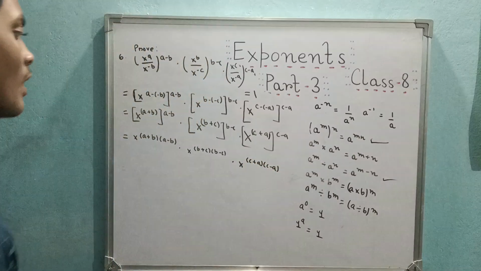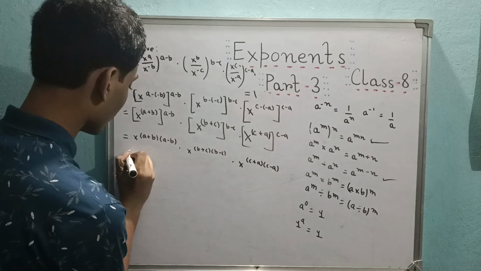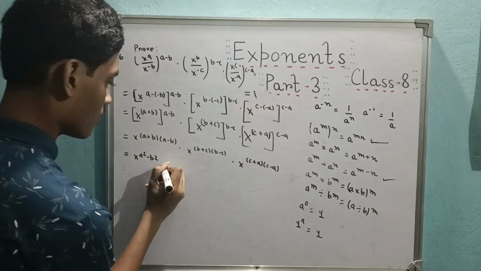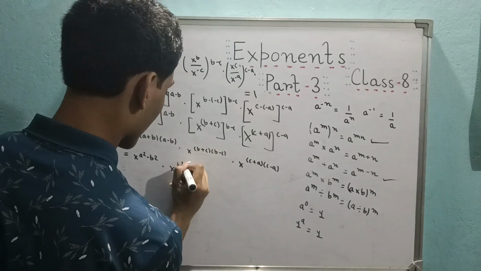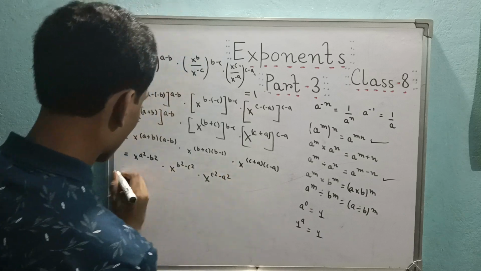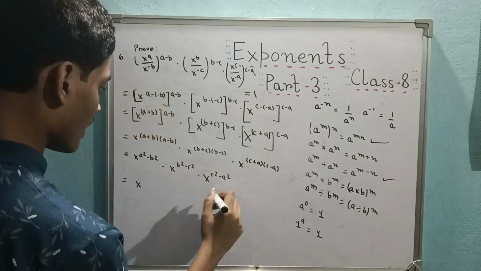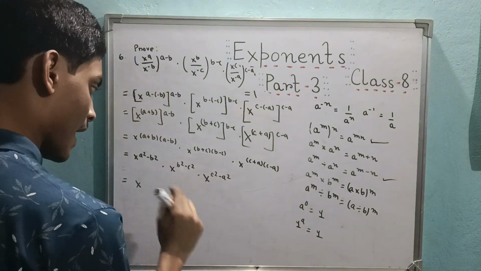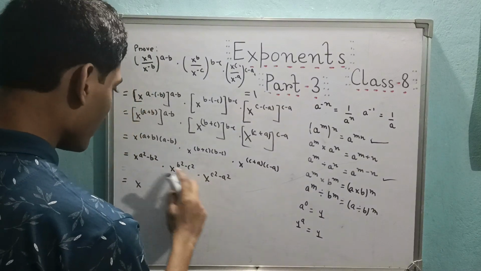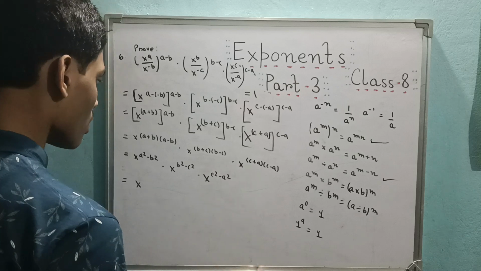Easy? Now just see. So what is this? x to the power a square minus b square, times x to the power b square minus c square, times x to the power c square minus a square. Now again, for the common base x, your powers will get added because multiplication is happening. That's all, powers get added.